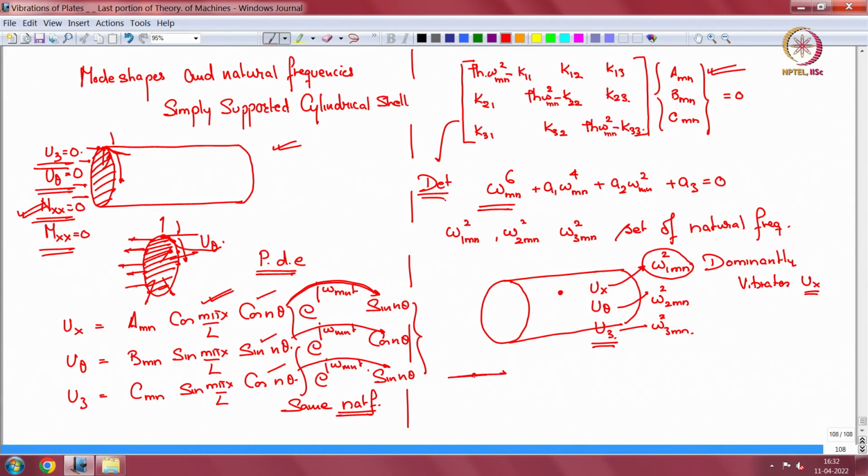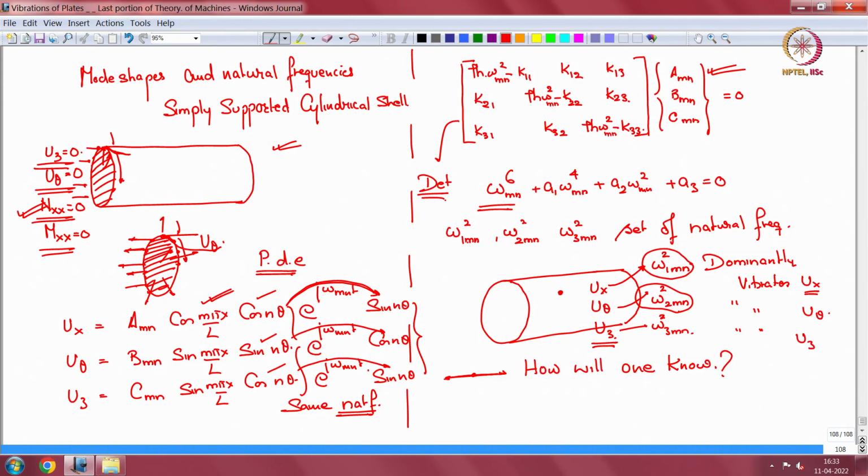There can be a little bit of theta and u3 because it is a coupled system, but the dominant movement is in the x direction. Similarly, this set of natural frequencies could be dominantly u theta, and the last one dominantly vibrates with u3 movement. But how will one know which set?